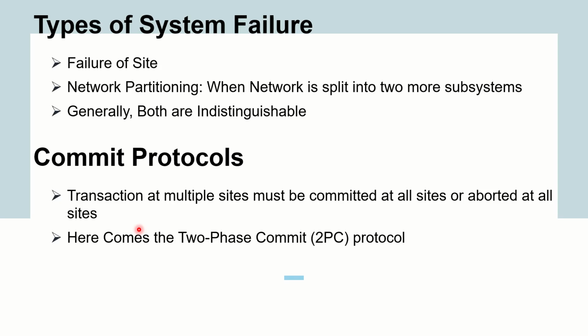So for those things we have some commit protocols, like whether the transaction at each site has been committed or aborted at all sites. These protocols confirm whether the transaction has been committed at each site which has participated in the transaction, or aborted at all sites. So here comes the two-phase commit protocol, to either commit at all sites or to abort at all sites.